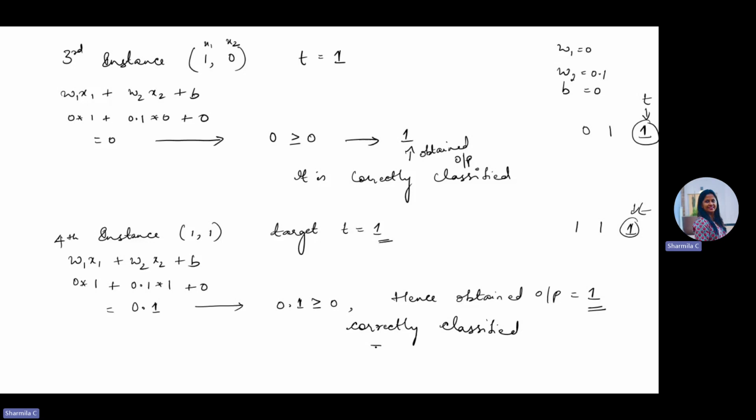Fine. So this completes taking all the instances from our table. Now, with the new updated weights, it is classifying the third instance and the fourth instance correctly. Now for the same weights, we need to check whether the first and the second instance are also working fine. So we'll start with epoch 2.